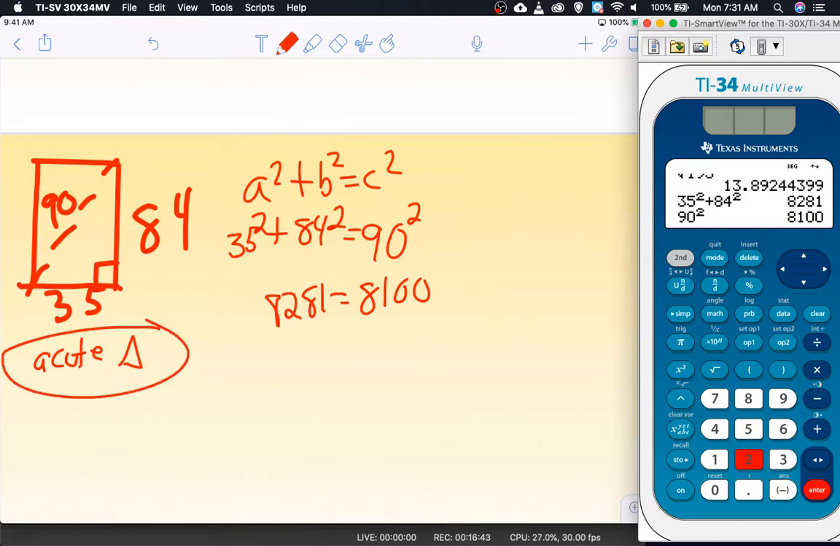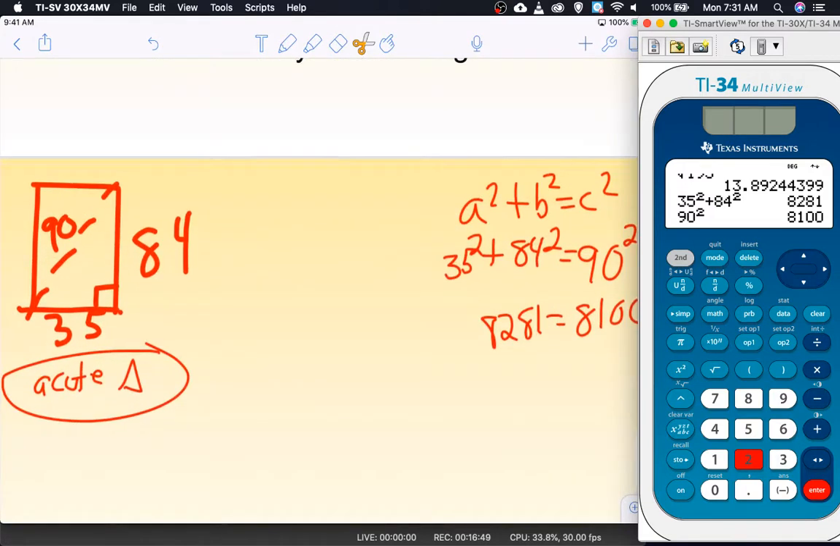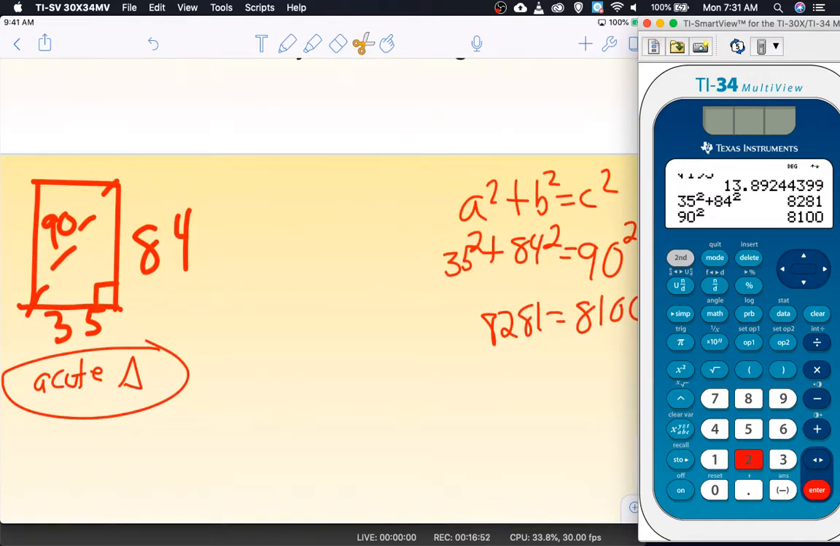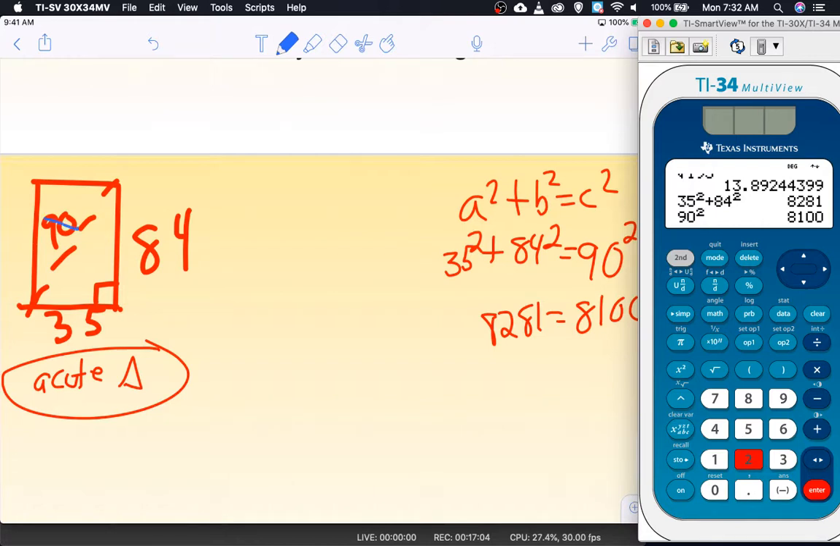The second part of the question was, how would we change the hypotenuse to make it a right triangle? If that 90 is wrong, we need to tilt our doorway to fix it. What would that 90 have to be? That's a pretty easy thing to do as well, because all we do is say, okay, I know that 90 is wrong. Let's put an x in there. Let's figure out what that is.